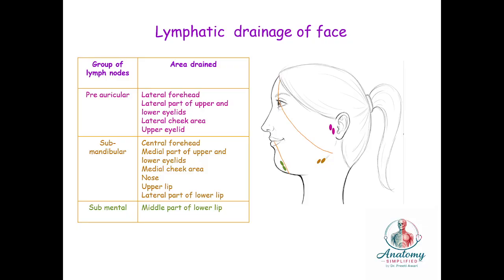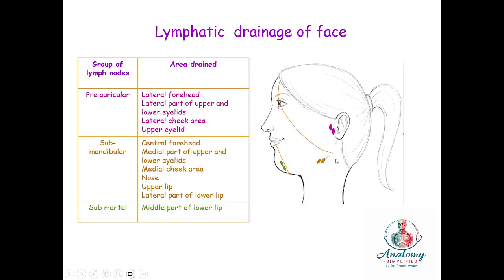Now we'll see the last slide, that is lymphatic drainage of the face. Very beautiful slide. We have various groups of lymph nodes here. A group of lymph nodes present in front of the auricle, the preauricular lymph nodes. Which part of the face is drained by these lymph nodes? The lateral part of the forehead, the lateral part of the upper and lower eyelids, and the lateral part of the cheek area. All these parts are drained in this area.